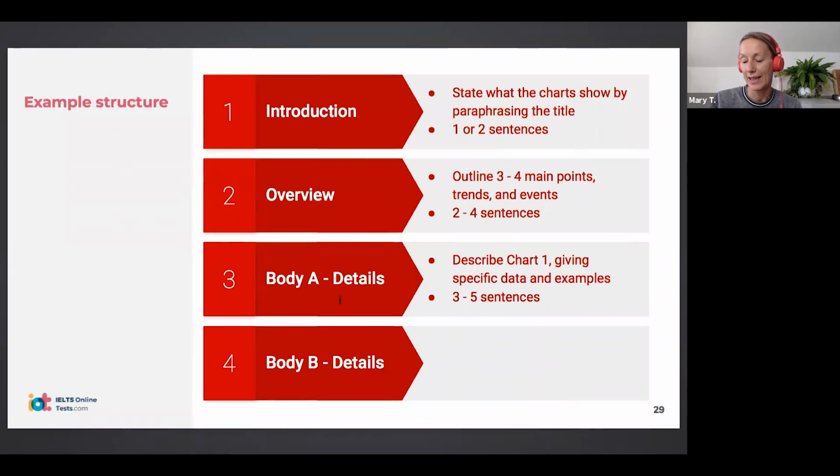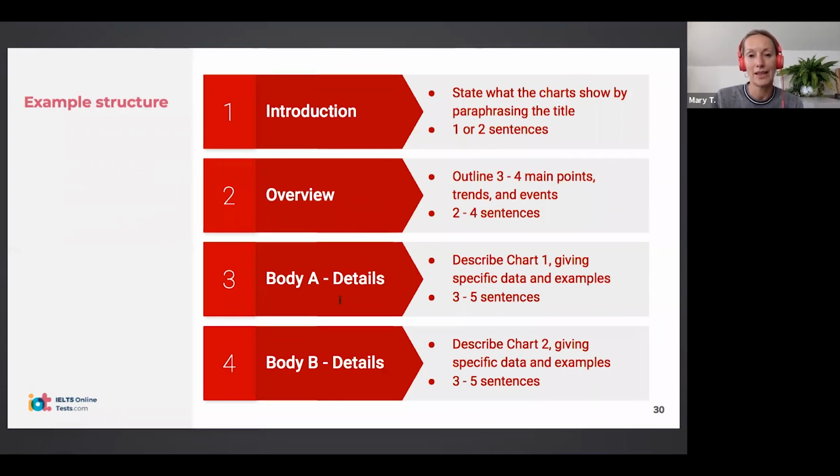Same as A, that's right. So describe chart 2, giving specific data and examples, and the same sort of length. Okay, somebody was asking about the overview, about the position of it within the answer. So you can actually put it after the 2 bodies, okay, as long as you include it, that would be fine. All right, so that's the example structure there.